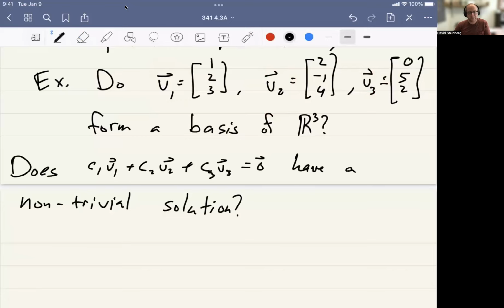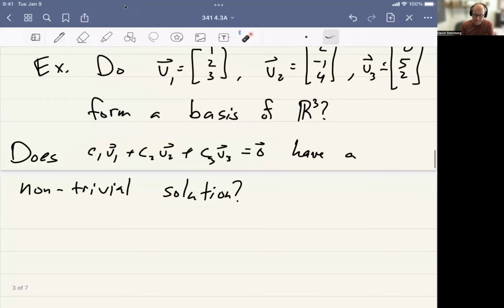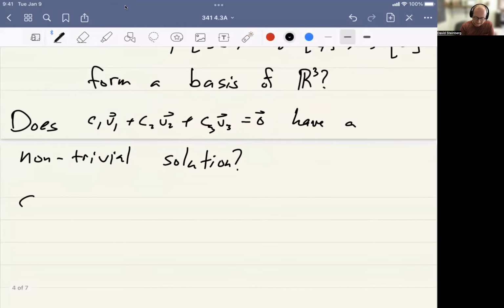If it only has the trivial solution, then we've got three vectors in R3 that are linearly independent. And from our invertible matrix theorem, we'll get that actually they span too. So this question completely answers the problem. So all we need to do is to find non-trivial solutions to this equation. That sounds an awful lot like what? We want to row reduce.